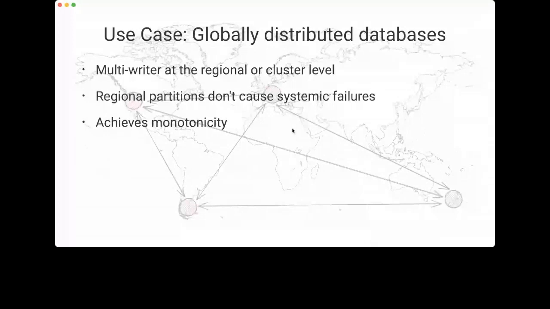So if we wanted to go out and build, and there's a couple examples of this out there in the wild now, a system that's multi-writer at the regional or cluster level, where these regional partitions don't cause systemic failures, and we're operating on a single database when we're doing this. And this is the difference between a globally distributed database like Spanner, and other types of databases that choose other strategies for this. And our goal here is to achieve monotonicity. And so what that means is the ordering of events is not important. We all eventually converge on the same document, no matter the order of events that come in.